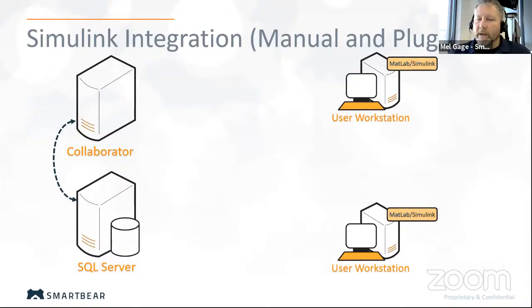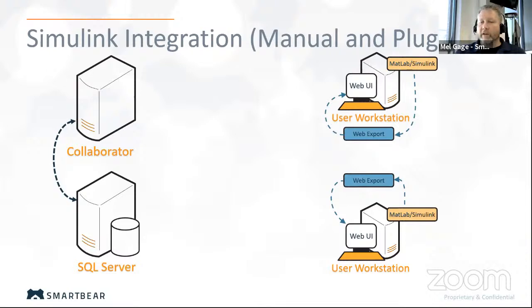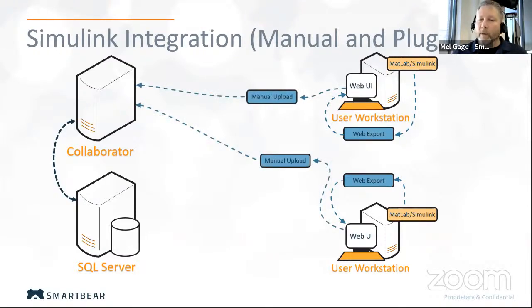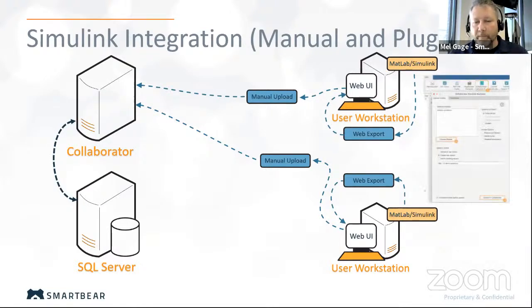But presently, with our basic infrastructure, our user workstations have MATLAB Simulink installed with their own licenses. And there's two ways that we can currently bring models out of Simulink into Collaborator. Using the manual process, we export out of Simulink into an HTML zip package. Then through the web UI, we create our review and do a manual upload of those artifacts into the review for the review process.